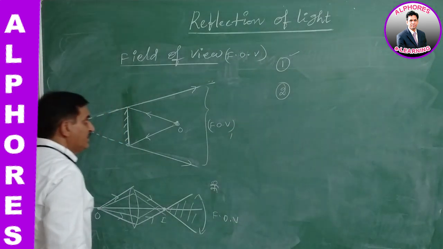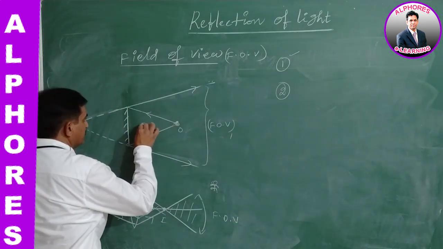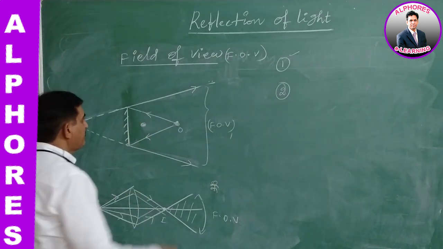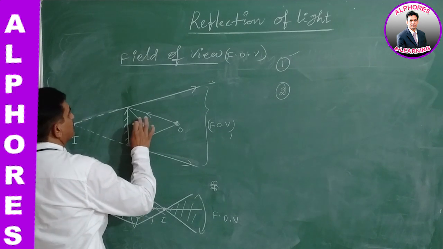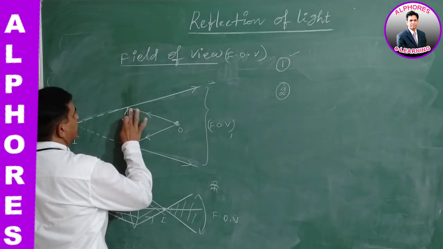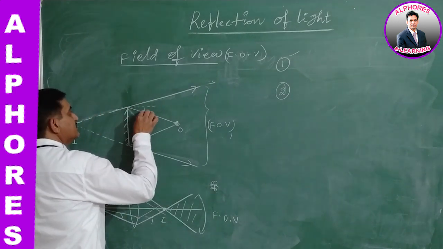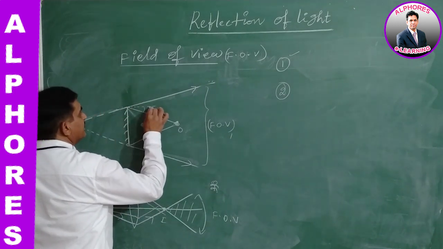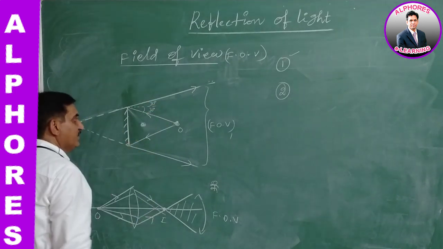Okay, next, if the object is kept closer to this mirror here, now what happens? The light is incident here. See one more point. A normal is drawn over here. So this is the angle of incidence. Say it is 30 degrees. This is also 30 degrees, the angle of reflection.